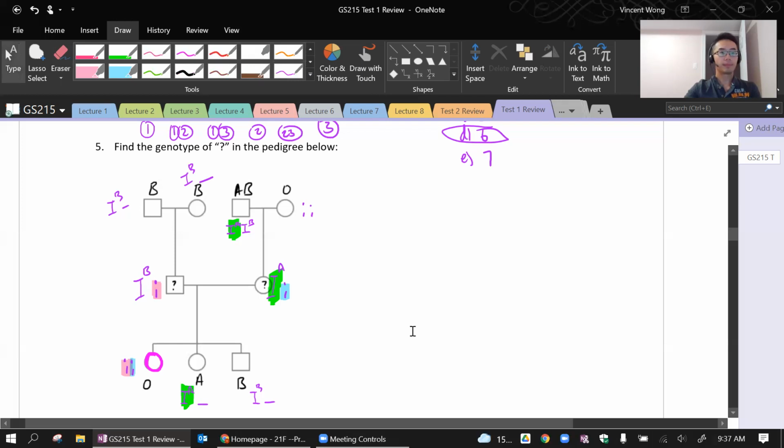How did you come up with the small i with the IB? This one? Yeah, because they have a daughter that's type O. And for those of you who are wondering the same thing, one i is inherited from each parent. So that's how I know.